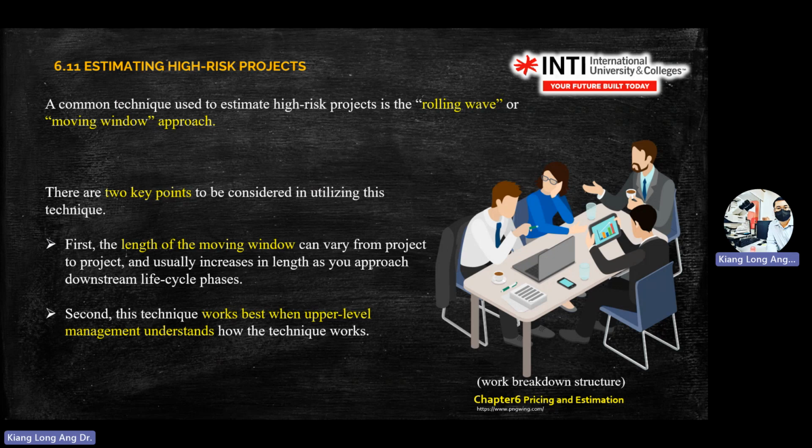So when you do this moving window approach, you need to look at the length of the moving window. And the second one, which works best for the upper level management to understand. Means if your upper level, WBS level 1, 2, 3, are able to make decisions quickly, then you are able to move your window more flexibly. If your top level WBS level 1, 2, 3 cannot make decisions quickly, and always need like 6 months and above to make a decision, then this moving window is going to destroy your projects.